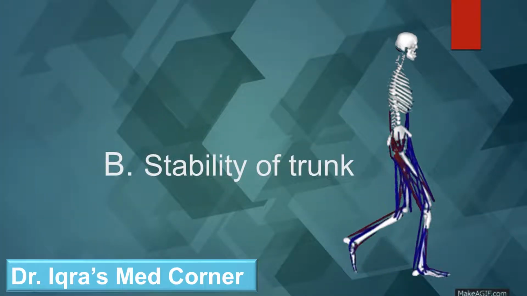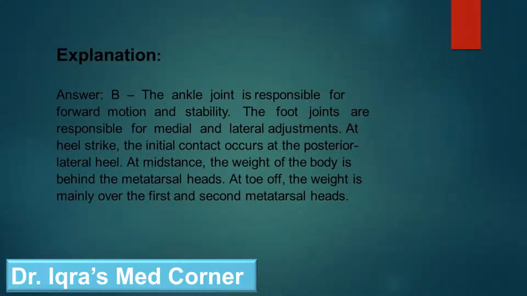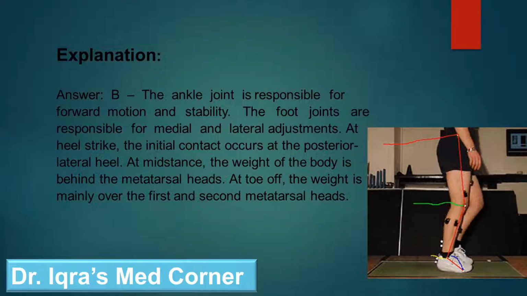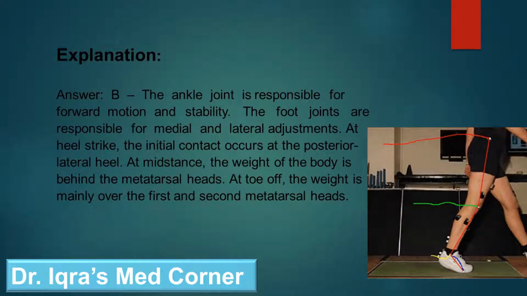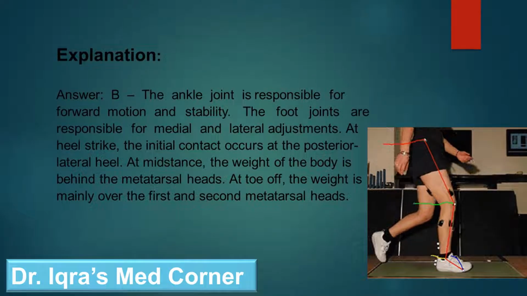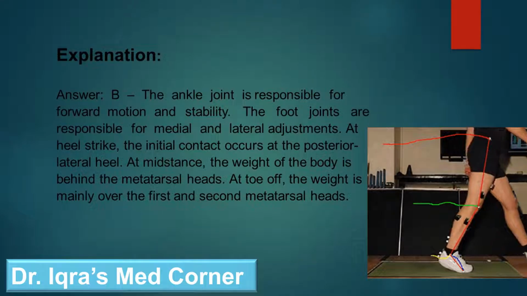So here we have the explanation of option B. The ankle joint is responsible for the forward motion and the stability. The foot joints are responsible for the medial and lateral adjustment. At heel strike, the initial contact occurs at the posterior lateral aspect of the heel. At mid stance, the weight of the body is behind the metatarsal heads. And at the phase of toe off, the weight is mainly over the first and second metatarsal heads.